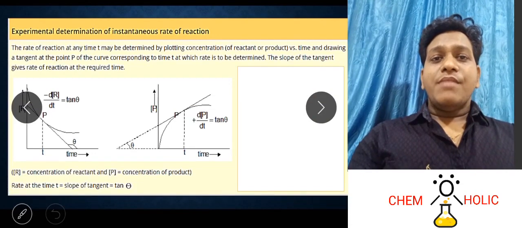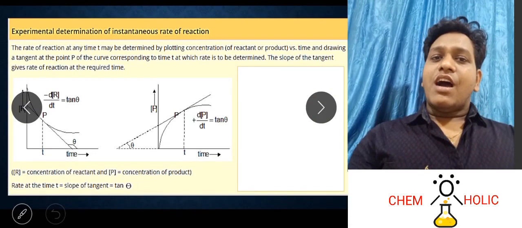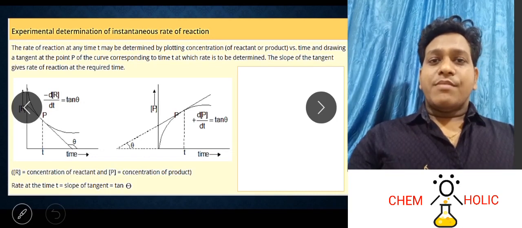Okay, so some experimental determination of instantaneous rate. How to determine it experimentally? We can determine the average rate and instantaneous rate for any reaction by drawing a tangent on the gradual decrement or increment. So what we can say, the two graphs you can see over there.